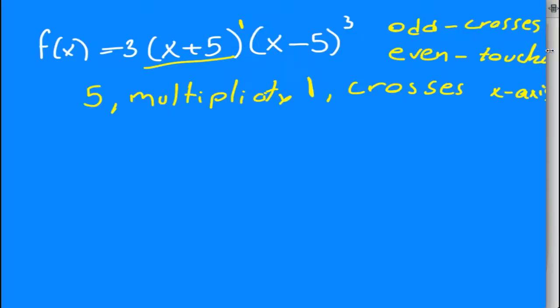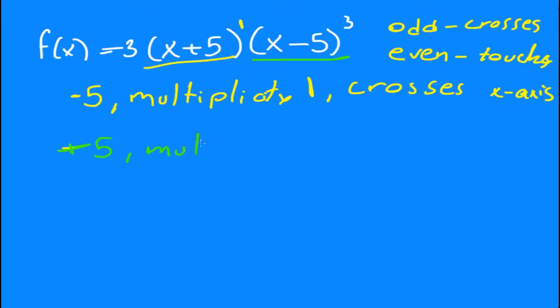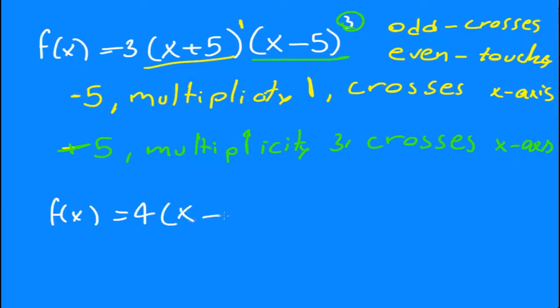Touches. So the other one that we have is, oh, this was a negative 5. So the other one is plus 5. Plus 5 is our 0 with a multiplicity of, yes, you guessed it, 3. So multiplicity 3, and it crosses because the multiplicity is odd. So it crosses the x-axis.